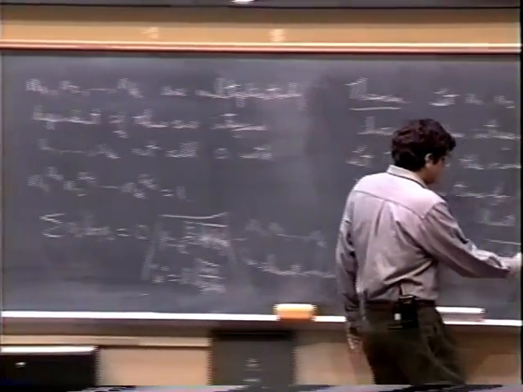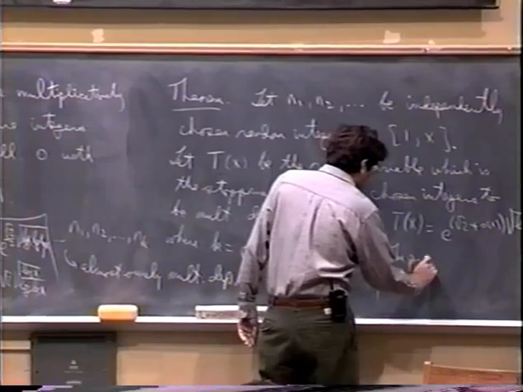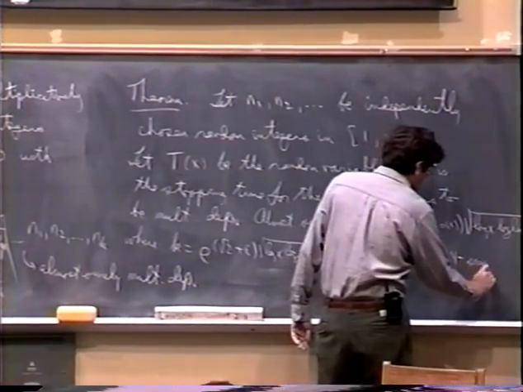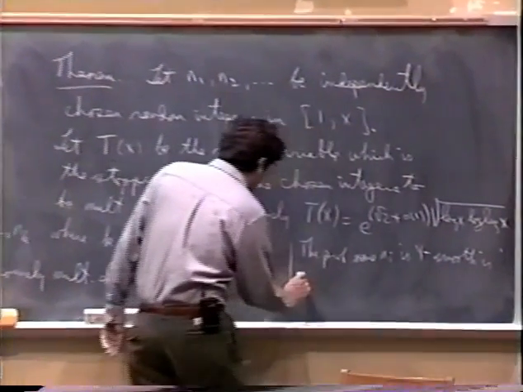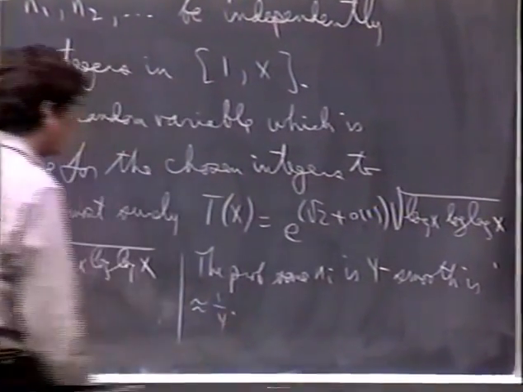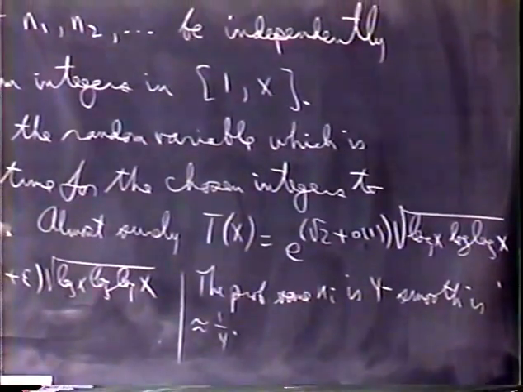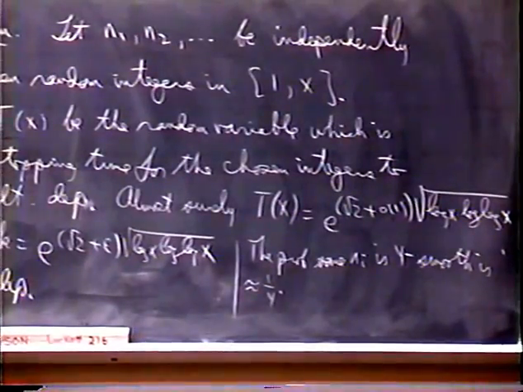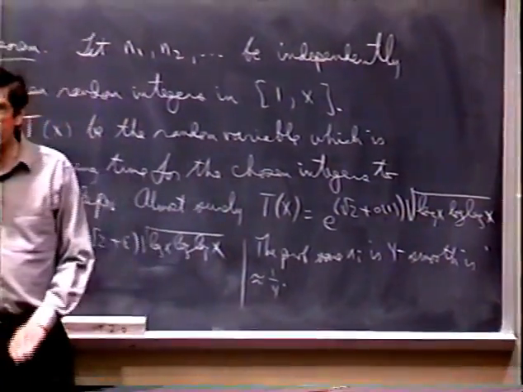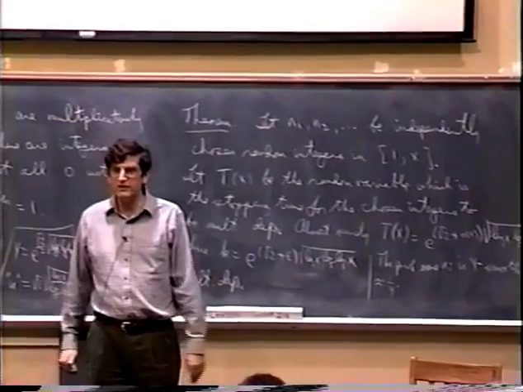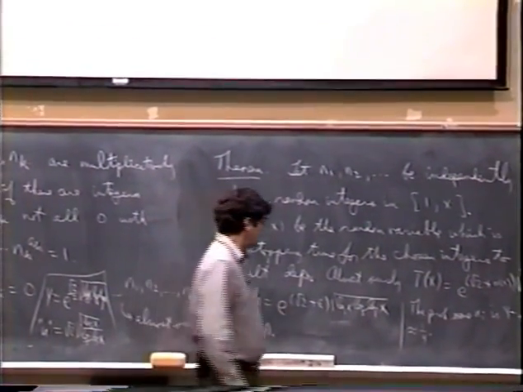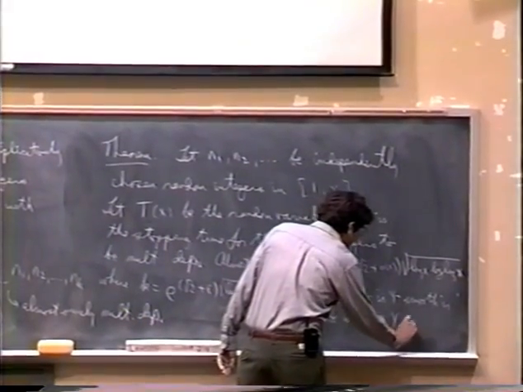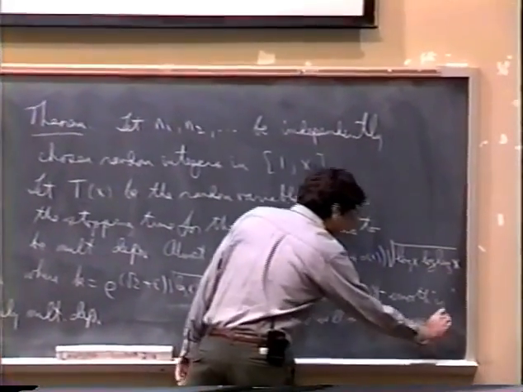Okay? So the probability that some n_i is y smooth is about 1 over y. And how many numbers am I choosing? I'm choosing about y squared numbers. So how many y smooths should I expect to see? If I choose y squared things, and each time probability of success is 1 over y, I should expect to see about y successes. So we'll see y successes, y smooth numbers.